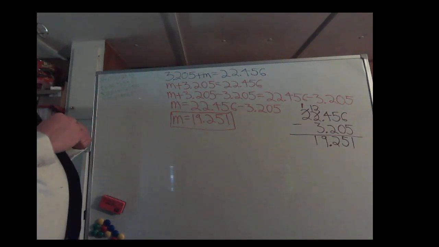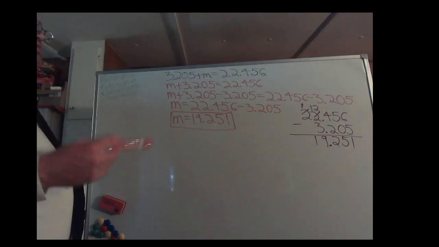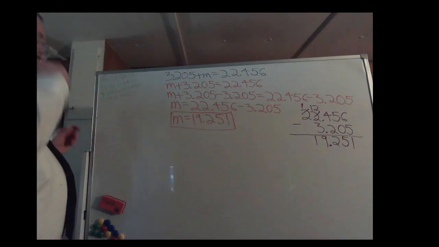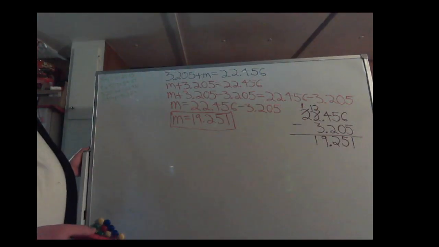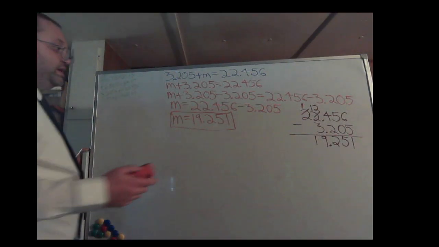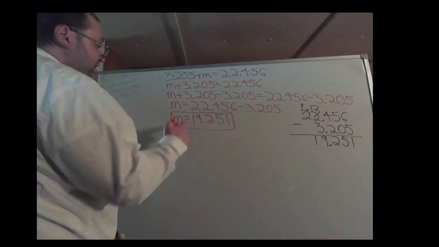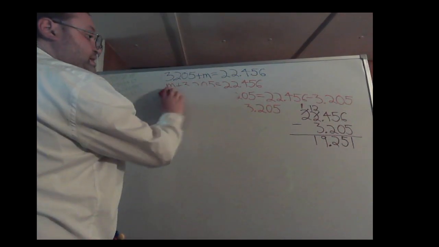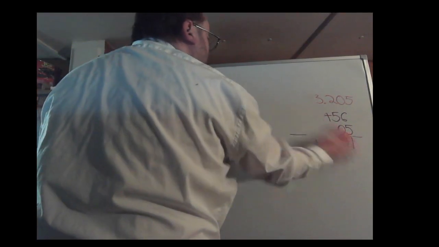And you can always check your work by sticking the value you got for the variable into the original equation, and it should equal. The left-hand side should equal the right-hand side. We're skipping that step for time, and plus I've demonstrated before how to stick it back into the equation, but you can or can't, it's up to you. But m equals 19.251. Okay? Then I got one more. Just one more here.